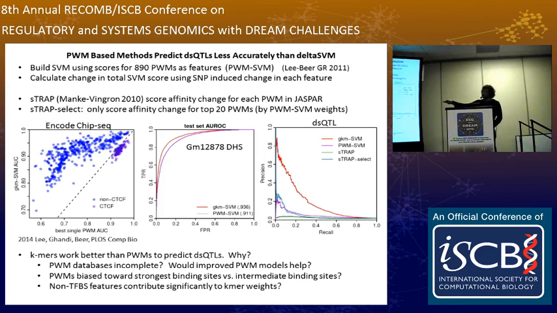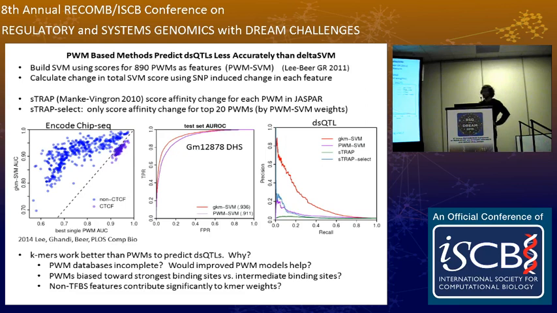Another way we could do this is to use a previously published method to score the affinity change for all the PWMs in one of these databases, and that's shown in green. This is asking, does every mutation in the positive set give a larger score than every mutation in the negative set? And that's a very bad classifier for Jonathan's DSQTLs. But if instead we just look at the affinity change for the top 20 PWMs that get large weights in this classifier, we get a result that's comparable to the full PWM SVM. So k-mers work better than PWMs.